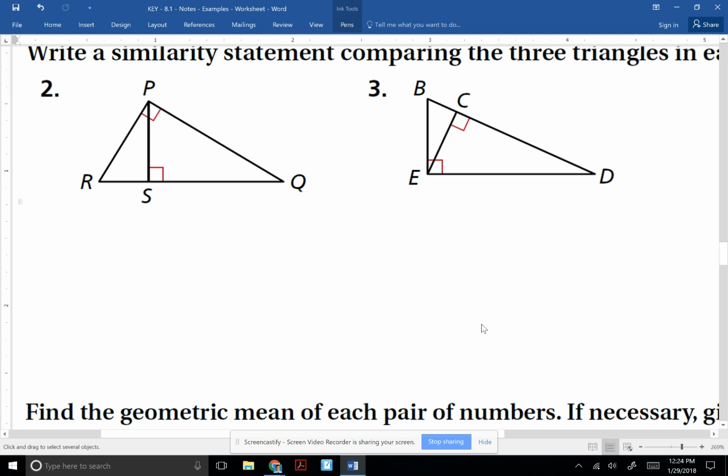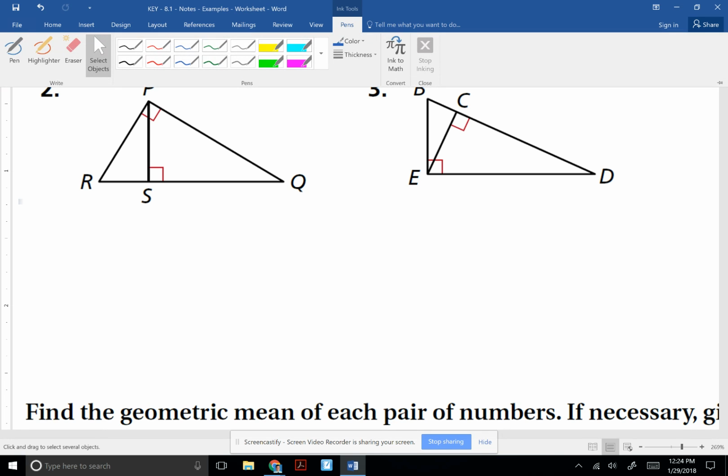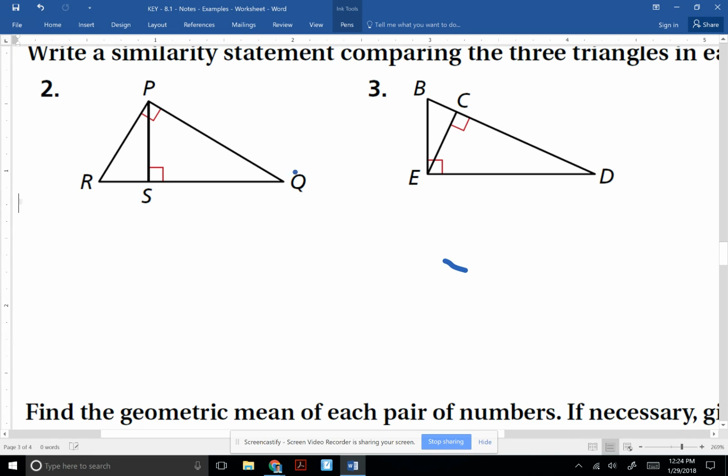All right, so here we go with 8.1. We'll go ahead and get started here. Okay, so it says write a similarity statement comparing the three triangles. That is one thing we should know, right? We have an altitude to the hypotenuse. We get three similar triangles.